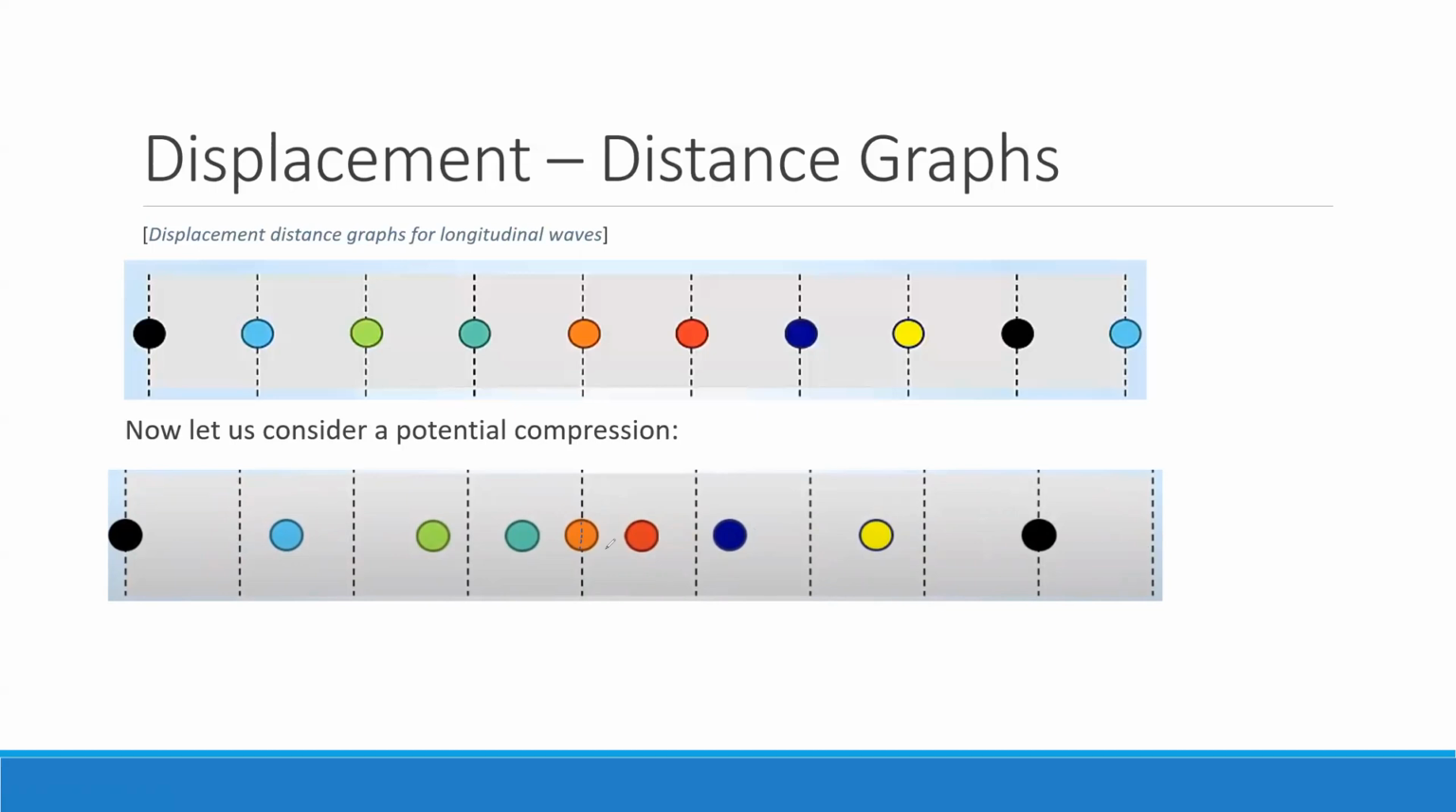How about the particle to the right of my compression? What sort of displacement does it have, Aisa?